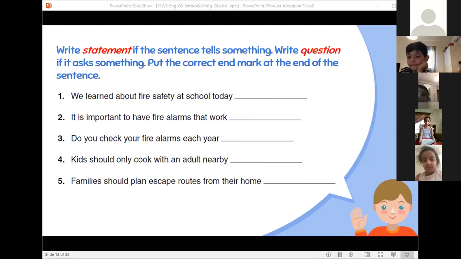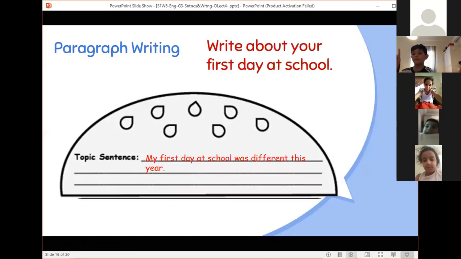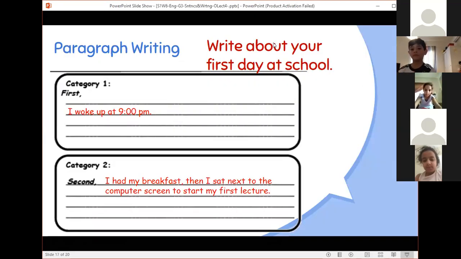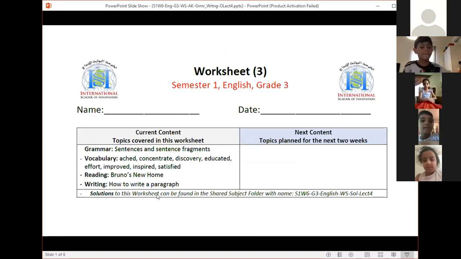So now the last part of our lesson was about writing. I'm going to open the worksheet to see how we can do writing. In this worksheet, we covered sentences and sentence fragments. I want you to remember these words, sentence fragments, the vocabulary words that we have revised, the lesson Bruno's new home.